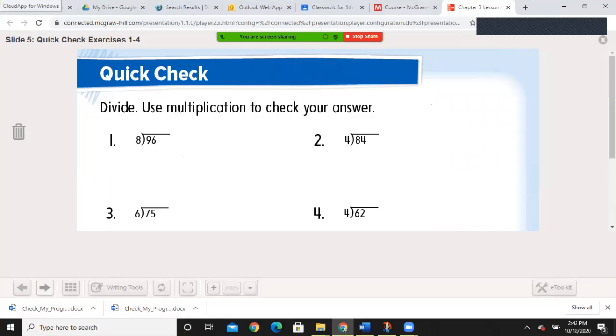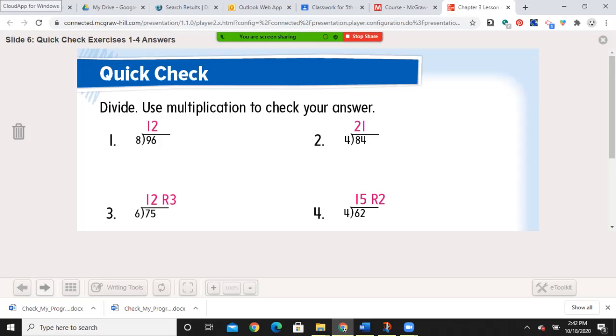All right, we're going to begin with the quick check. If you have a piece of paper, scrap paper, or dry erase board, I'd like you to try these 4 problems. I'll ask you to pause the video, do these 4 problems, and then come back and let's see how you did. Go ahead and pause it now.